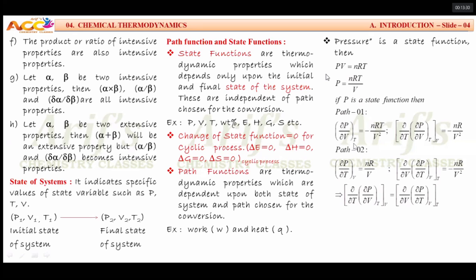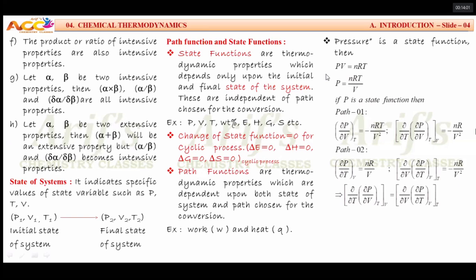The first is isothermal, the second is isochoric. The first is isochoric, the second is isothermal. Is it clear? Now see the result. The result is minus nR by V square, minus nR by V square. What does this mean? Even if I am changing the path, I am getting the same result. This means pressure is independent of the path chosen. It is a state function, right?